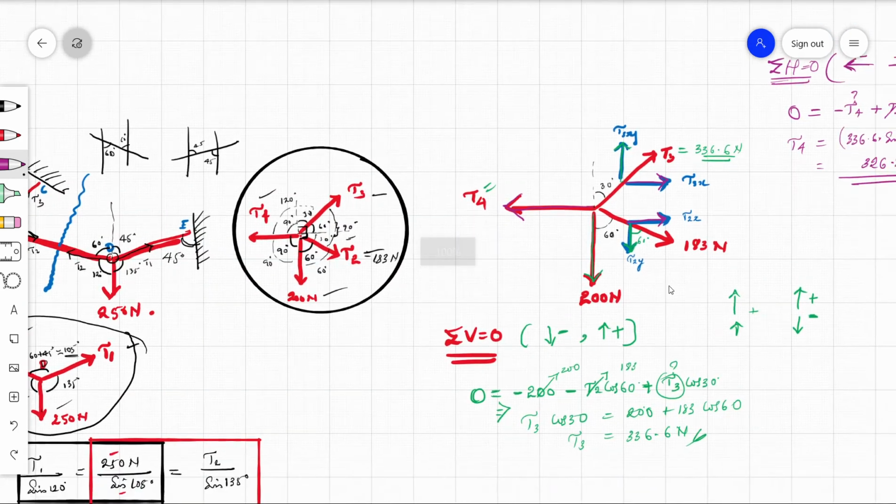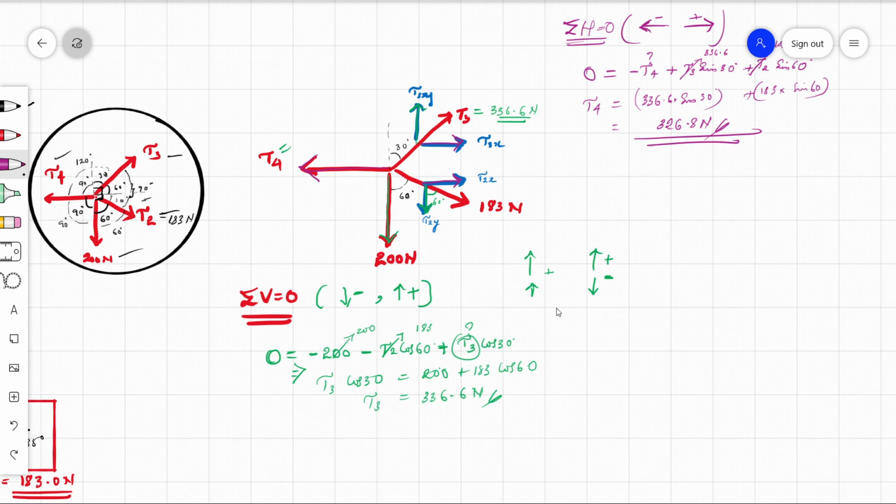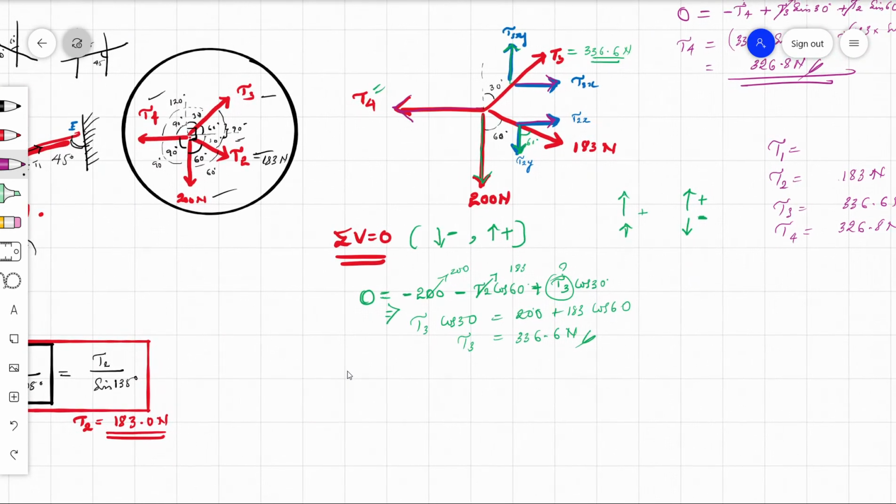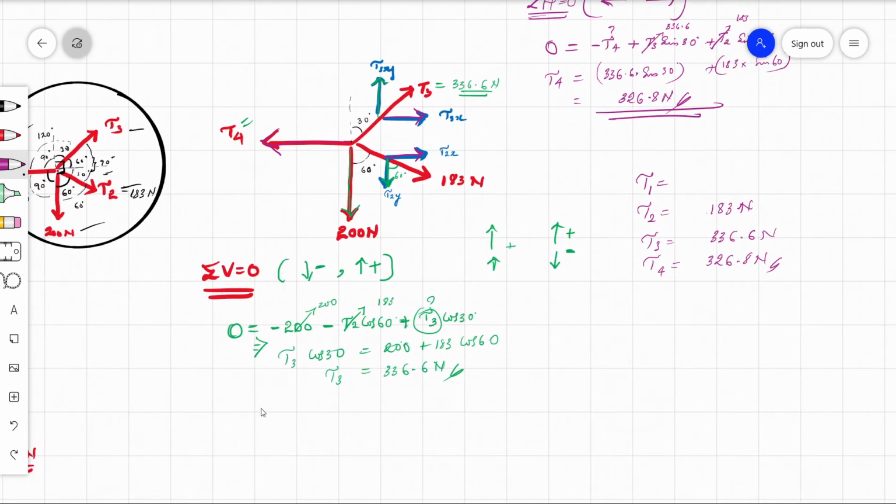And this is all about this numerical. And what would your last step be? Last step would be informing the T1 value, T2 value, T3 value and T4 value. T4 value was 326.8 Newton. SI unit is important. T3 is 336.6 Newton. T2 is 183 Newton. And what is the value of T1? The value of T1 we found is 224.1 Newton. And that's it.